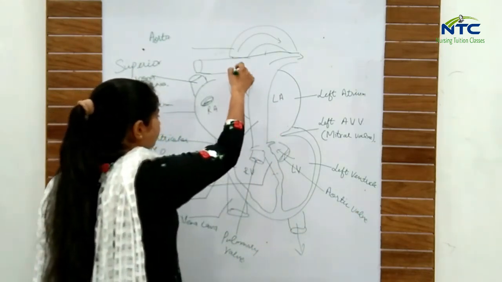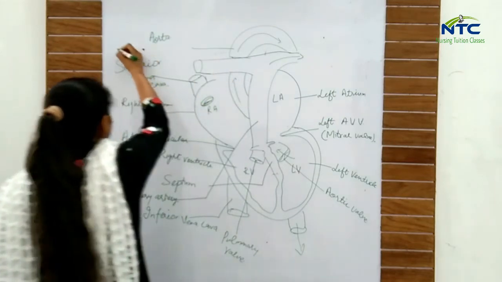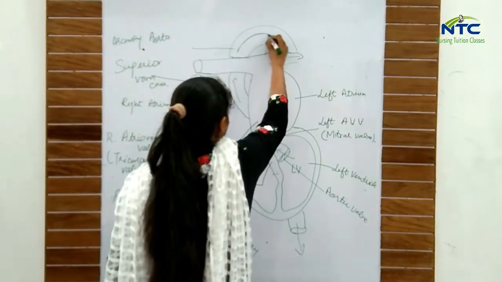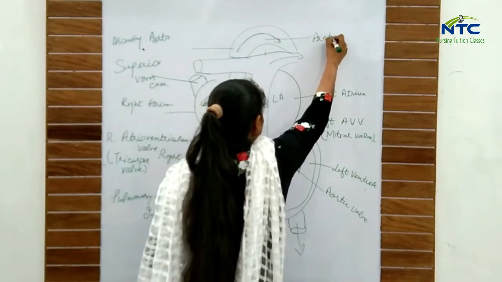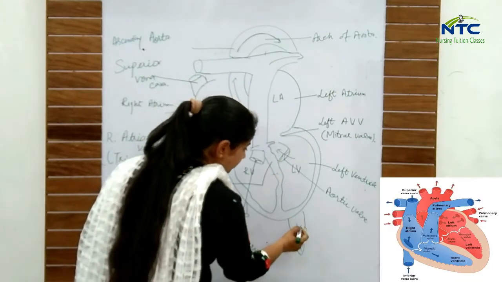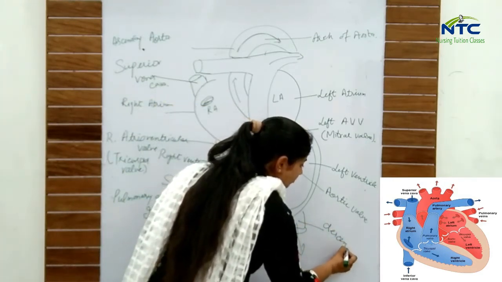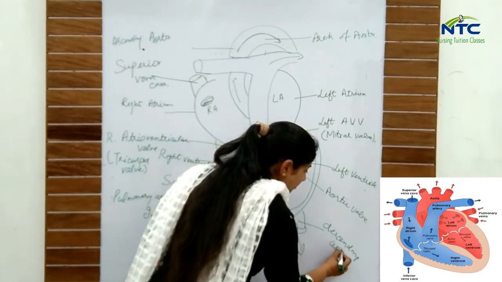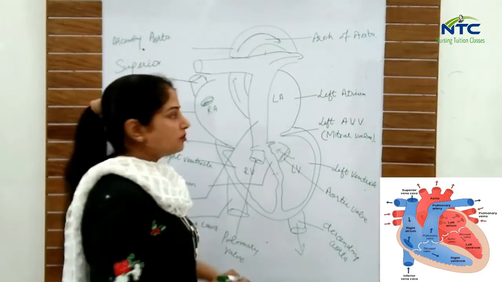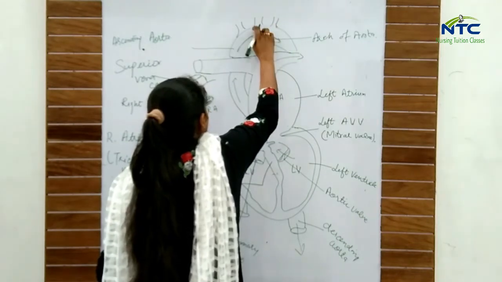There are different segments, with different names, of the aorta. The portion which lies towards the upper side is called the ascending aorta. This curved portion is called the arch of aorta. And this portion which lies at the back side of the heart and moves downward is called the descending aorta. The descending aorta supplies oxygenated blood to the lower organs of the body, and to the upper organs of the body there are branches which originate from the arch of aorta.